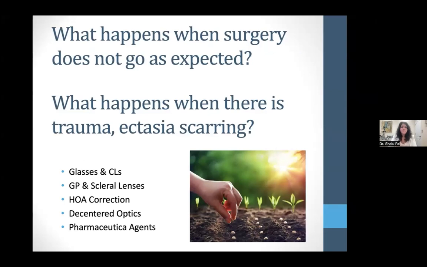Okay, so what happens if surgery doesn't go as expected? What happens when there is trauma or ectasia or scarring? What are our options for these presbyopic patients? Well, post-surgery, you can look at everything: glasses, contacts, GP, sclerals, HOA correction, decentered optics, pharmaceutical agents, right? Think about all the tools that you have in your toolbox to be able to manage these patients at a level that's more, give them more options. Don't give up on these people, because I think that's one of the most frustrating things for presbyopes, is they feel like they're just in this alone and struggling.